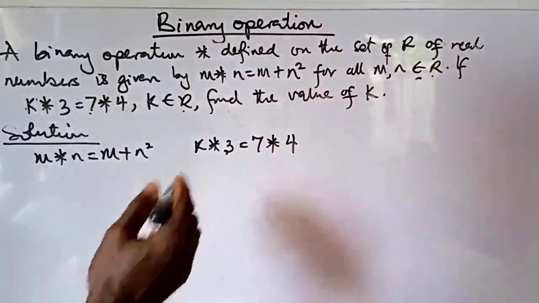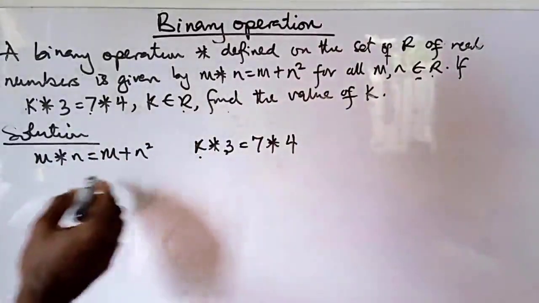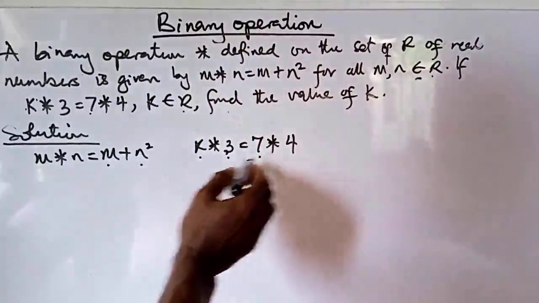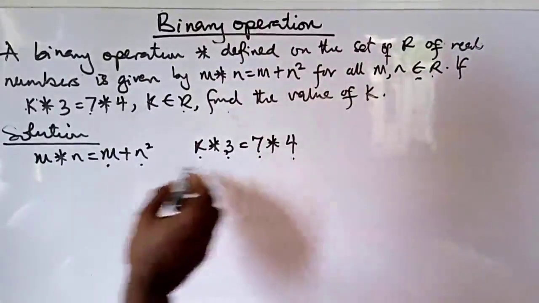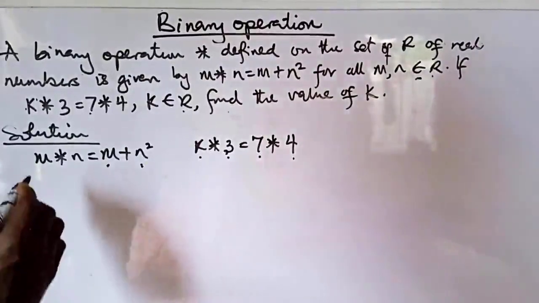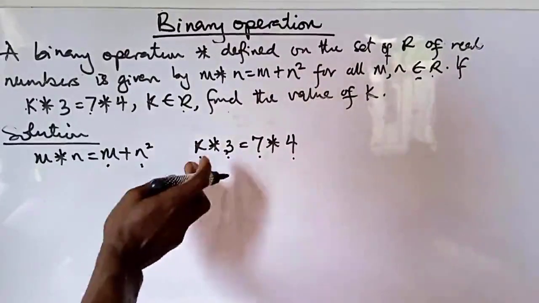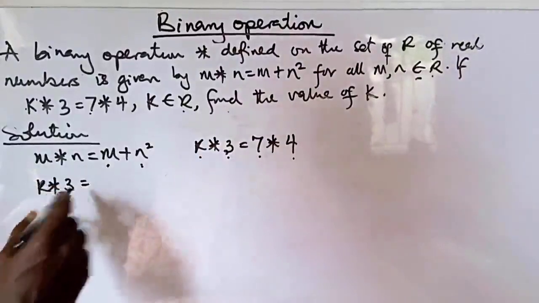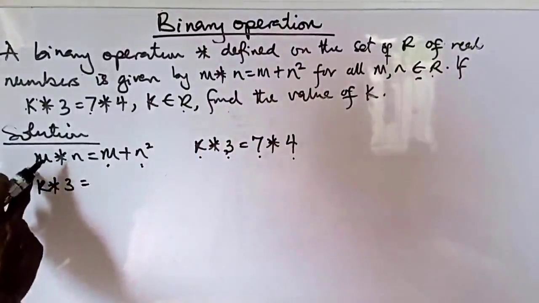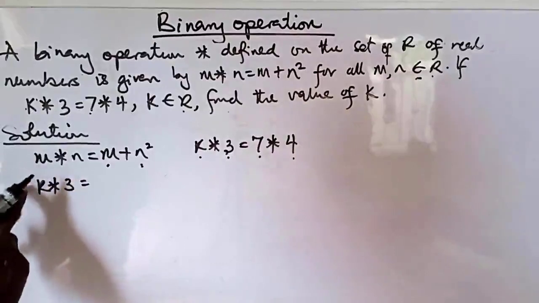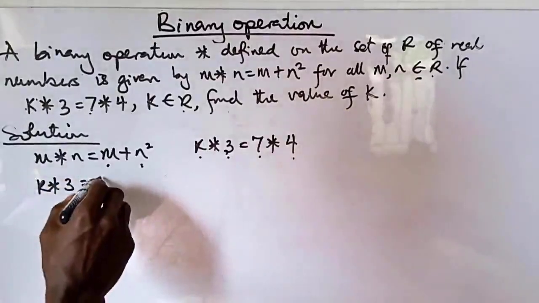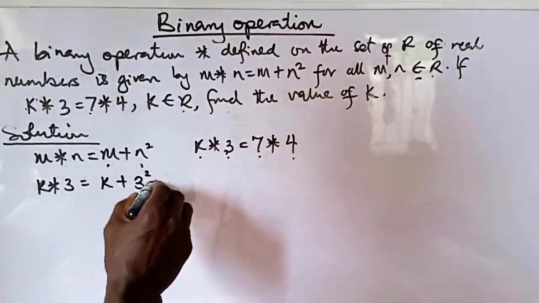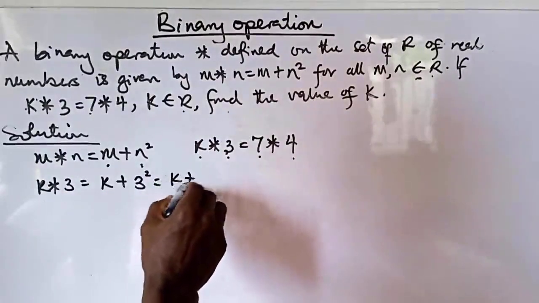In the same vein, let us replace this for this, and also replace this for this. Now, how do we do that? First of all, let us work out k operation 3. We replace m with k. So here we have k, then plus n, for our 3, which is 3 raised to power 2, which will give us k plus 9.